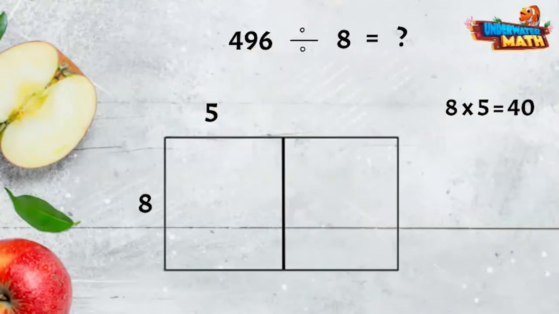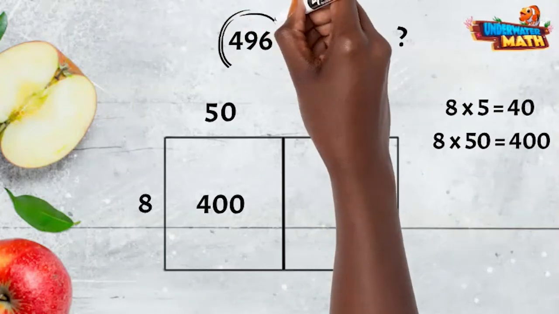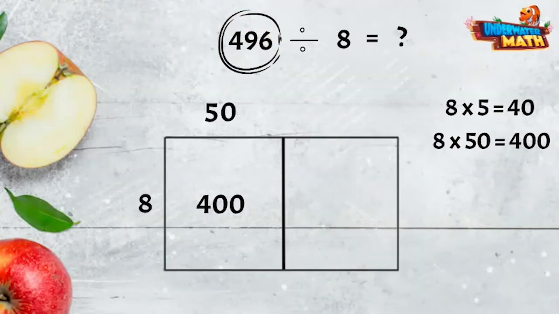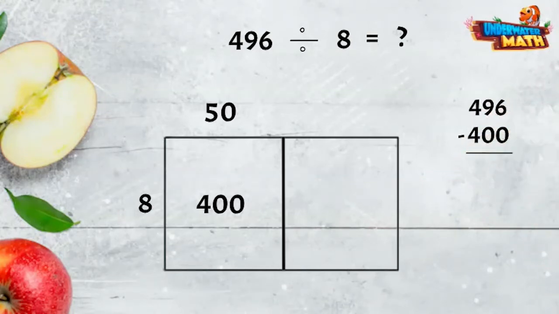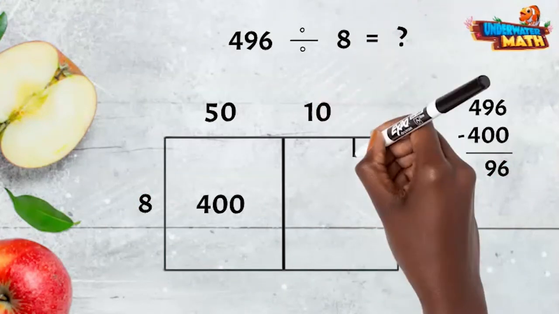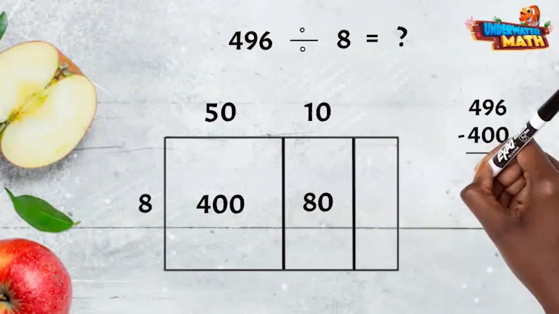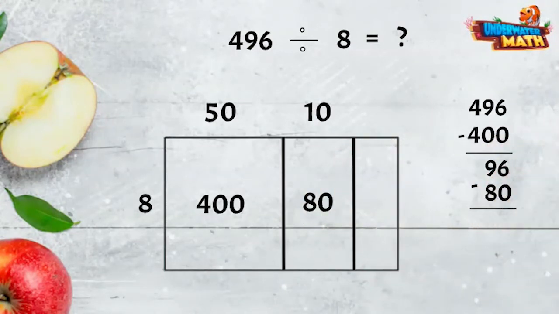I know 8 times 5 is 40, so 8 times 50 is 400, which is close to our dividend. We subtract 400 from 496, and we have 96 left over. Now, we find a number that gets us close to 96 when multiplied by 8. I know 8 times 10 is 80, which gets me close. When I subtract, I have 16 left.